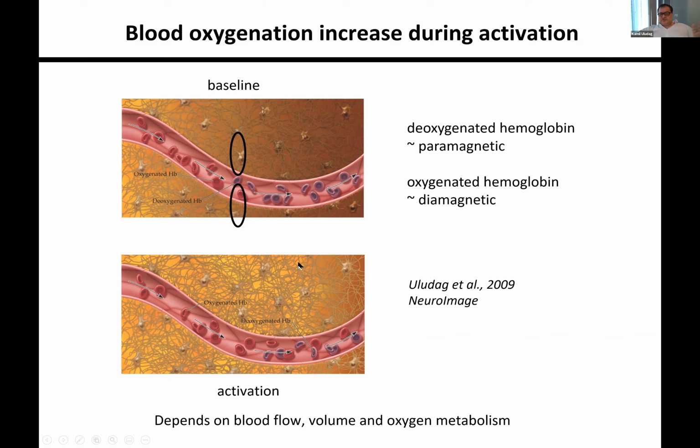The physics of it is quite complicated, which is described in my 2009 paper, but the simple message is that the blood oxygenation change depends on blood flow, blood volume, and oxygen metabolism. So already from this image, it becomes clear that with fMRI, we are not measuring neuroactivity. What we are measuring are the consequences of neuroactivity on the blood vessel level.